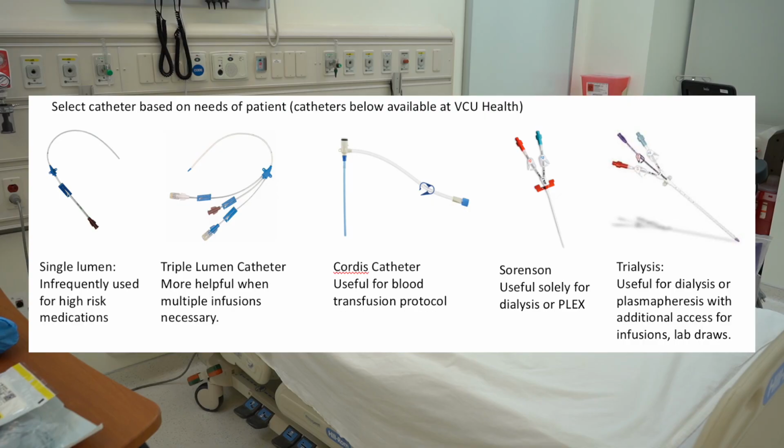A cordis catheter is more seldomly used and mainly used for a mass transfusion protocol, given its large bore character. Sorensen is typically used for dialysis and for plasma exchange. However, we typically will place trialysis at our institution to gain the additional access point.